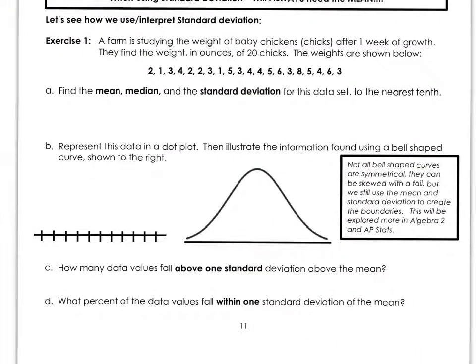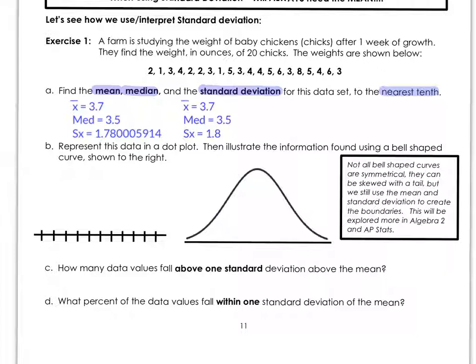Okay, so let's see how we use and interpret the standard deviation. In this exercise, we're going to look at the farm with the baby chicks and how much they weighed after 1 week of growth, and we're going to find the mean, median, and standard deviation by going to our calculators again like we have already been doing. We're going to put all of our data into L1, so you do that by going to Stat, Edit, clear anything that's in your list by going up, clear, down, and then you can enter in the 2, 1, 3, and so on until you have that entire list in your L1. Then you're going to go ahead and find the mean, which is X bar, median, MED, in the calculator, and standard deviation, which is SX, for the data set, rounding to the nearest tenth.